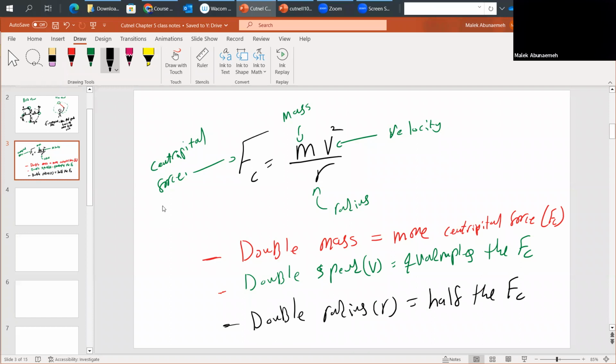So your centripetal force again equals mv squared over r. If you double the mass, it will double the centripetal force. If you double the speed, it will quadruple the centripetal force. If you double the radius, it will make the centripetal force half. And that's what we just talked about.